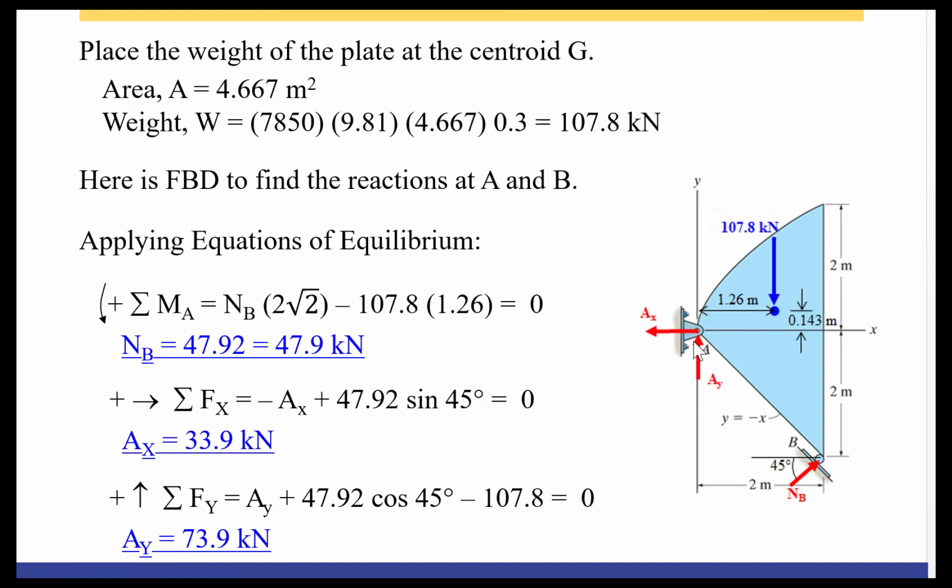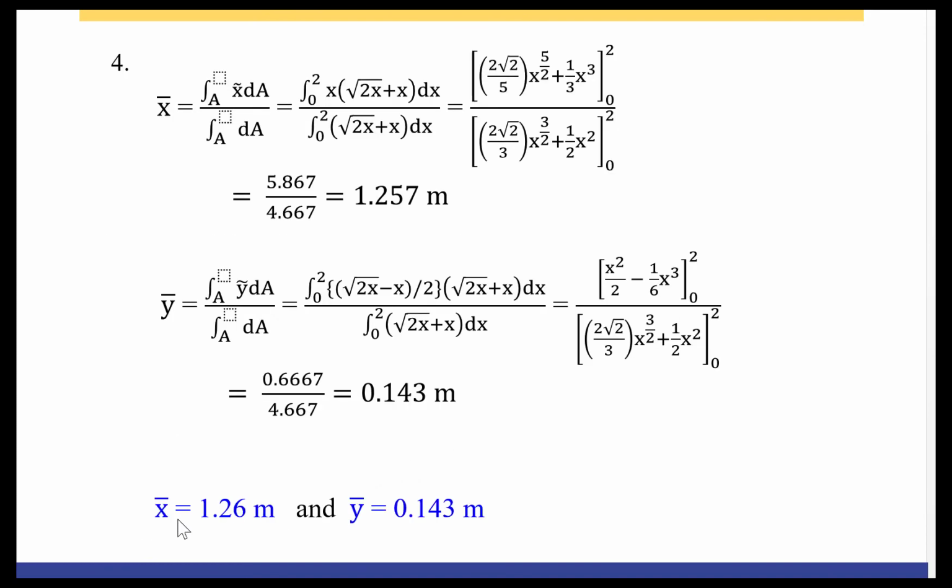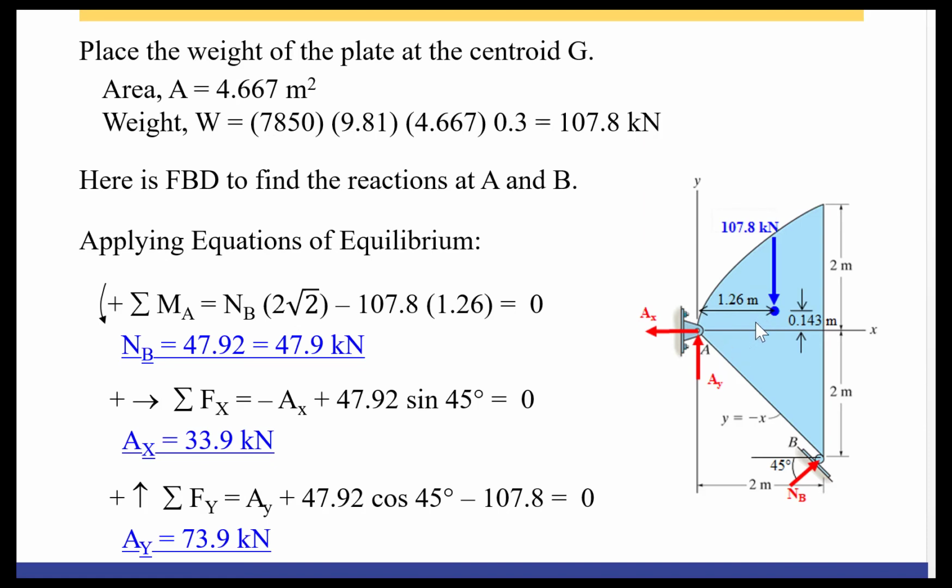Apply the moment about A, right? So you're going to get the moment from the weight, where 1.26 is the location of that centroid, and then the distance from here to here, right? So here 2 square root of 2 is square root of 8, which is this distance. That's going to give you NB. Now you can choose to apply the summation of forces in X and Y to calculate the other unknowns, which are AX and AY. So this is where you can find the best use of this centroid.